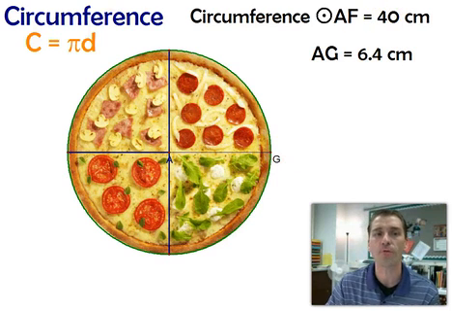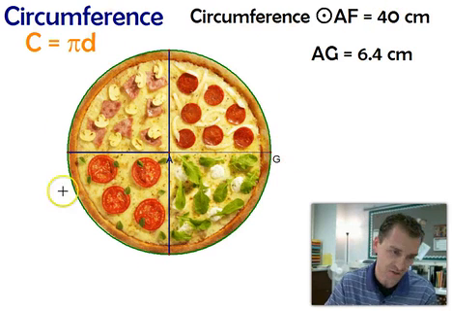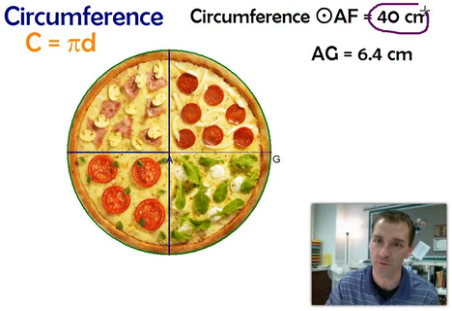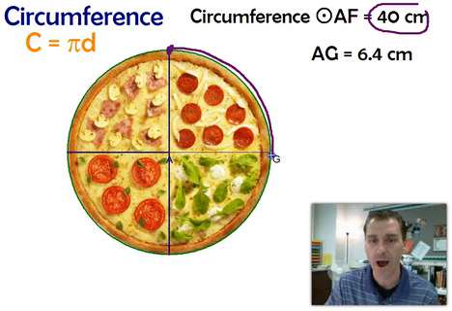But here's the deal. If you know the overall circumference, the entire distance around this circle is 40. And now, remember, it's approximately 40, but let's say it's 40. And I wanted to know just this piece from here around to G. How would you figure it out?